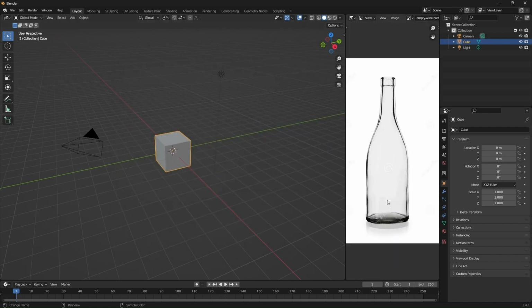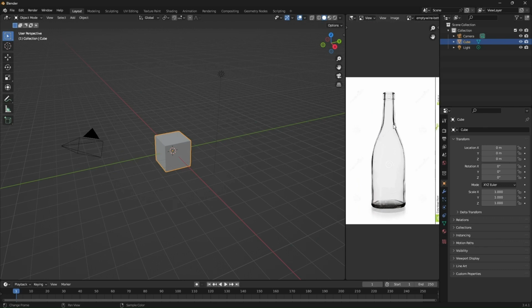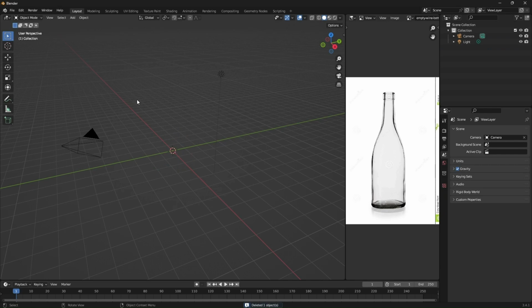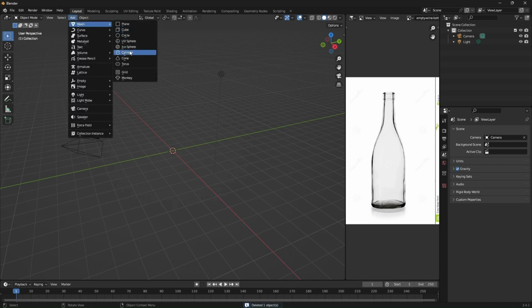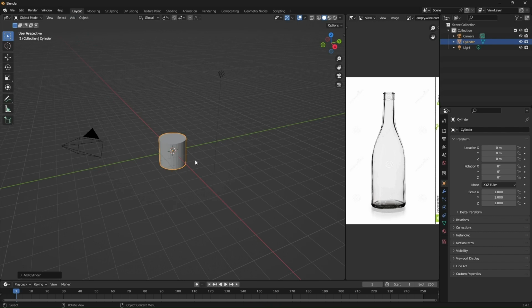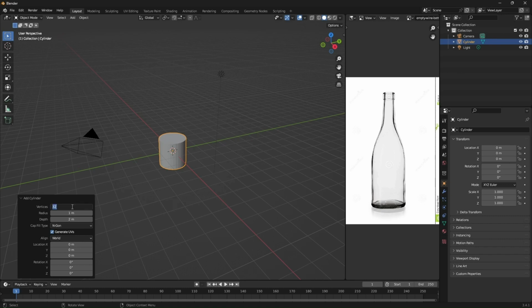zoom out, and so this image here on the right, you can see it's got curves, it's got a flat bottom, opening on the top. It's an empty wine bottle. So to begin modeling this, I'm going to start by removing this default cube, and I'm going to add in a cylinder instead. The cylinder currently has 32 vertices. I want to lower it to 8 vertices, and you can see that the object has changed.